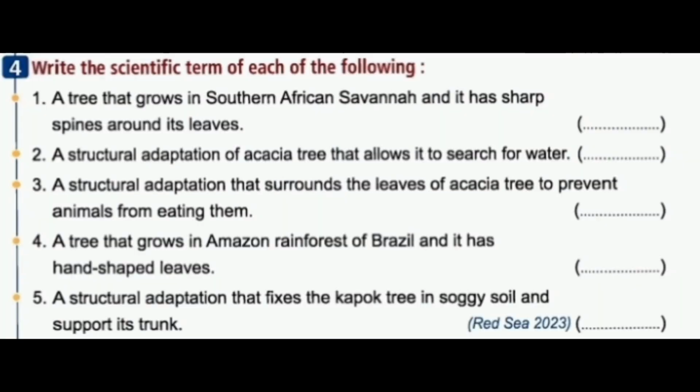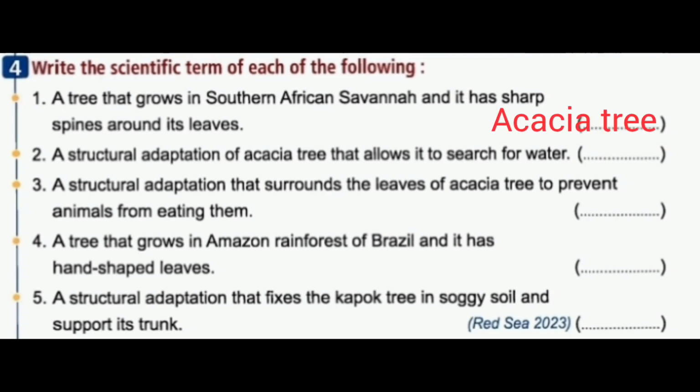Now let's answer question number 4, which is write the scientific term. Number 1. A tree. So he wants a name of a tree. A tree that grows in southern African savanna and it has sharp spines around its leaves. Acacia tree. So the answer is acacia tree.